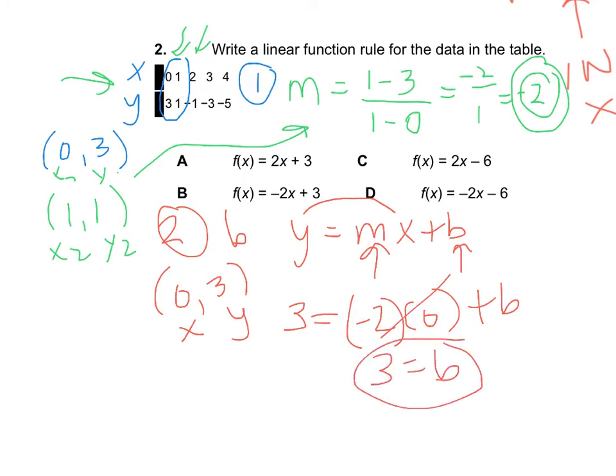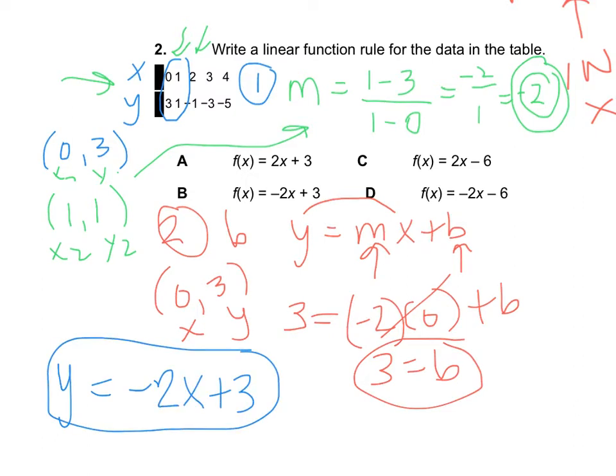Now that we have m and b, we can write our final equation. So our final equation would be y equals the slope we found, -2x plus 3. That would be our final answer.